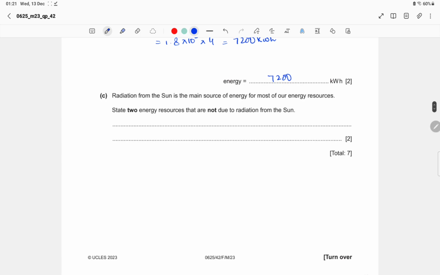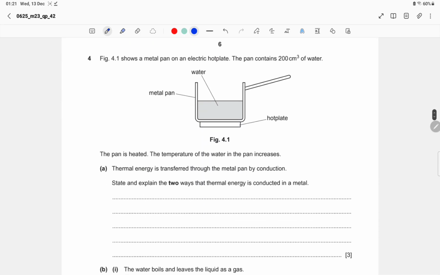Okay, the radiation from the sun is the main source of energy for most of our energy resources. State two energy resources that are not due to the radiation of the sun. So this is one, geothermal. Then we can talk about nuclear, and we can also talk about tidal. Okay, so moving to the next question.